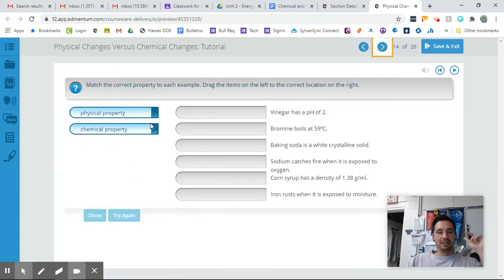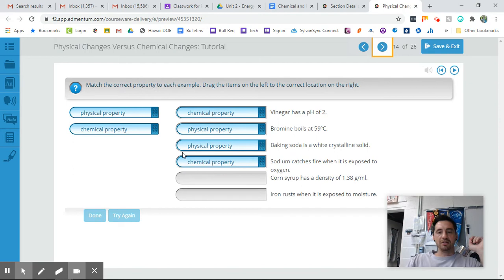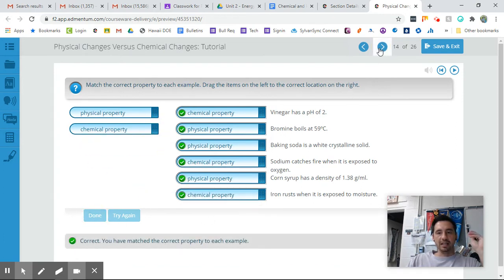Okay, physical or chemical property. Vinegar has a pH of 2. That is a chemical property. Bromine boils. Boiling is physical. Baking soda is a white crystalline. That's a physical. Sodium catches fire. That's a chemical. Corn syrup has a density. Physical. Iron rusts. Chemical. Come on, get in there. Yeah, I got them all right.